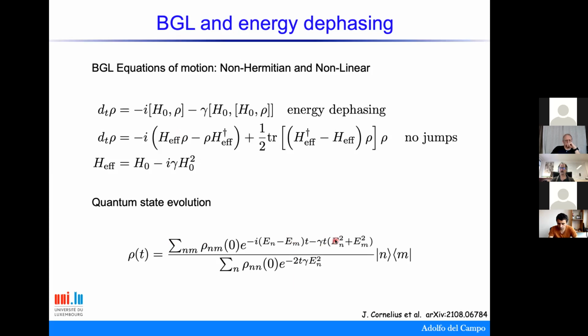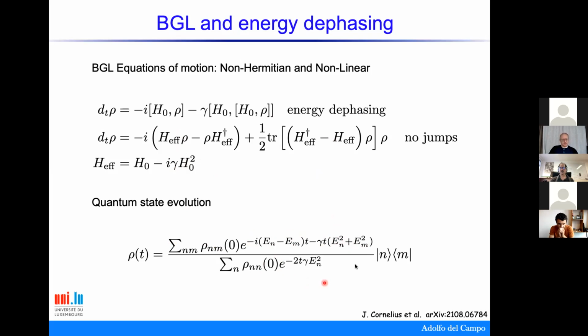So the initial density matrix acquires a dynamical phase. And now instead of having a Gaussian on the distance between eigenvalues, which is what we got for dephasing, we see that each eigenvalue decays with its magnitude. So it's not a surprise. This is the effect of this anti-Hermitian part. Now, if you account for the non-linearity, this is equivalent to enforcing a trace-preserving evolution, and that gives you the denominator in this expression.